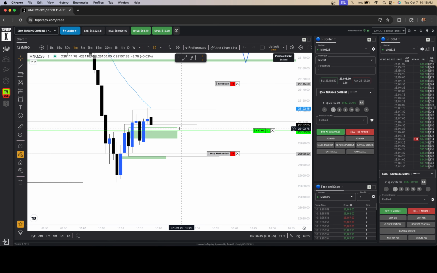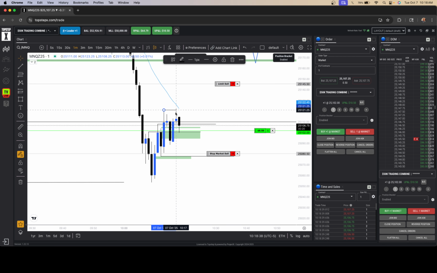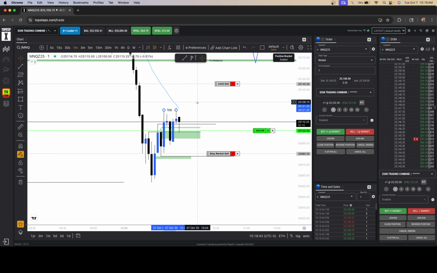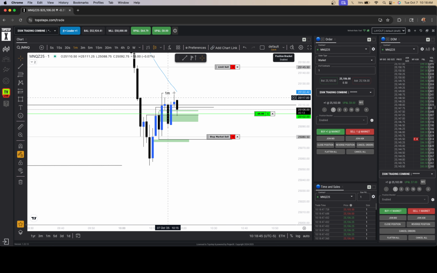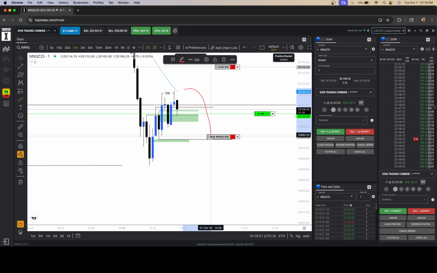Let me see. So you can see we made another 1-minute higher high, but we're sweeping. So we may end up coming back down, taking liquidity inside of here, and then pushing further to the upside.